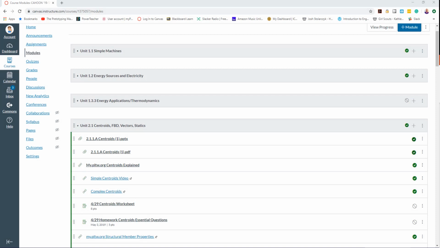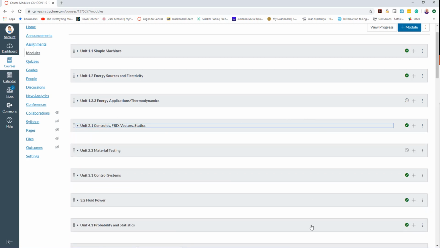This morning we are going to cover from Unit 2.1, centroids. If you go to modules on Canvas at your own time, you'll be able to find what I'm covering today. There's a PowerPoint, which I'll be opening. There's a PDF version of that PowerPoint, but I recommend that you watch the PowerPoint version if possible because it has some animations that help make it more clear. This is a link to stuff in your mypltw.org textbook, and then 2 sample videos from YouTube that you can also use to assist you. Okay, so with that, let's get started with our PowerPoint for today.